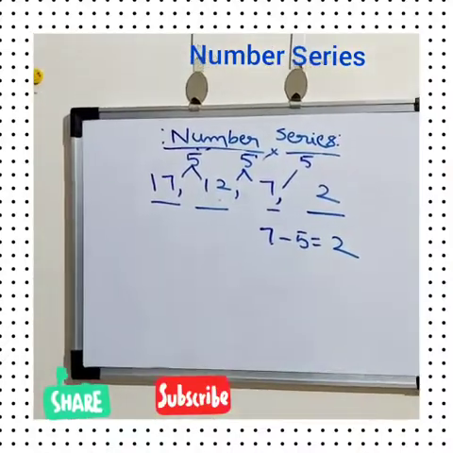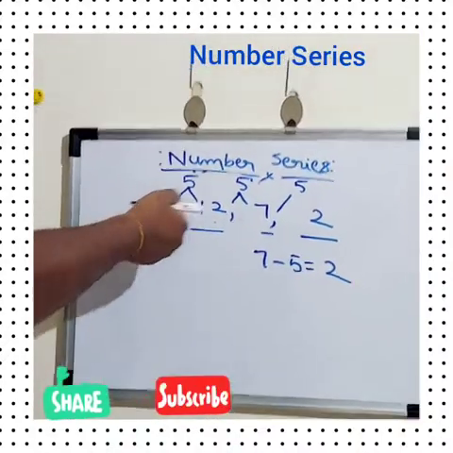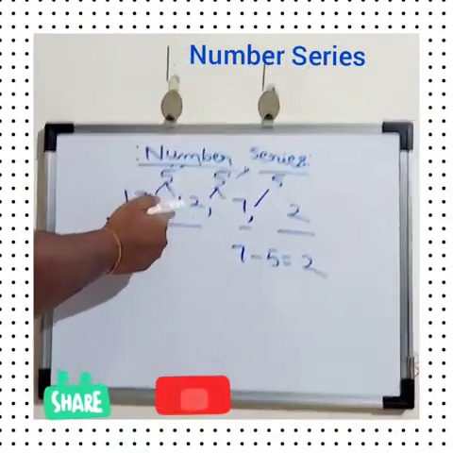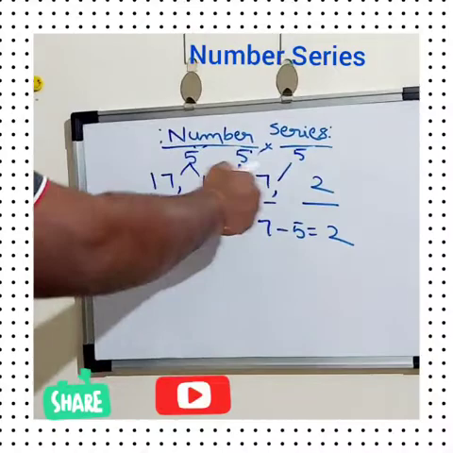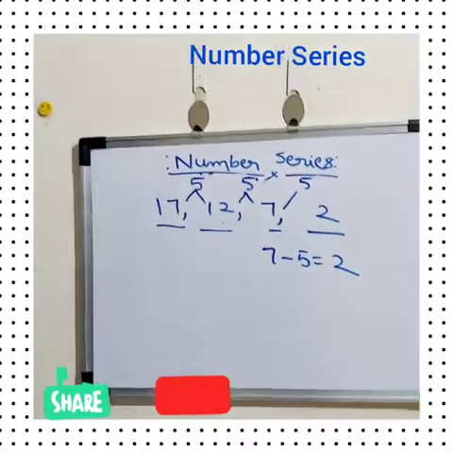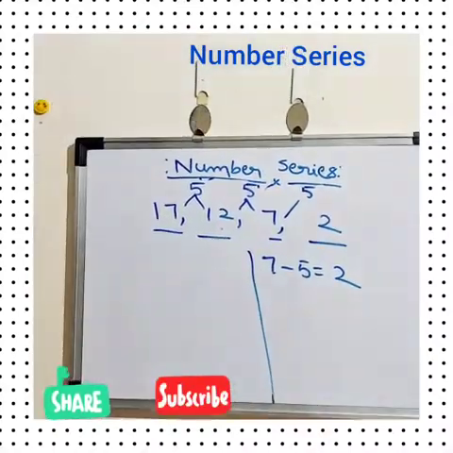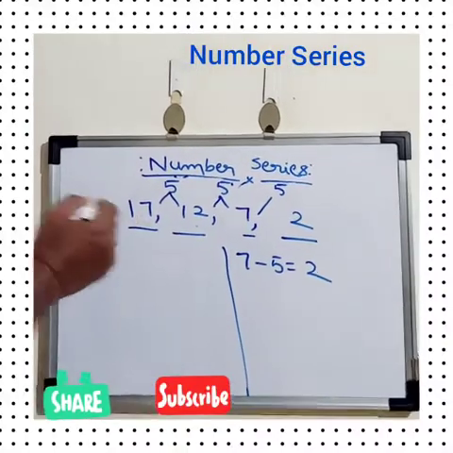This is one logic. So you are using the logic by applying 17, 12, 7, 2. Here the difference is constant. That is, throughout the series the difference is constant. This is one logic. What is the second logic? This is just a method.